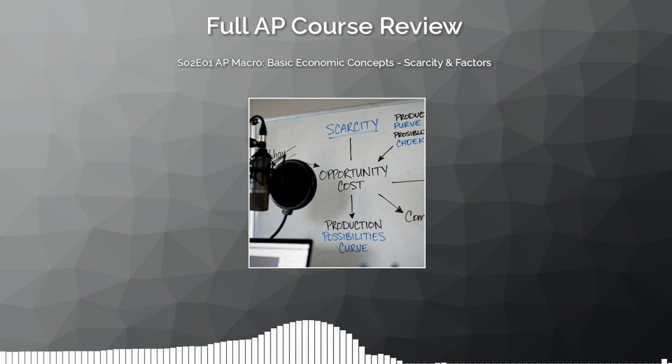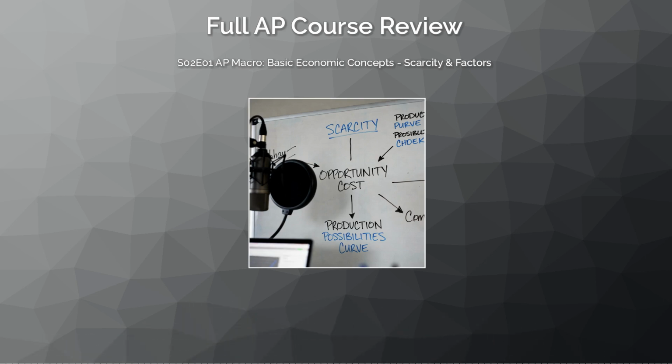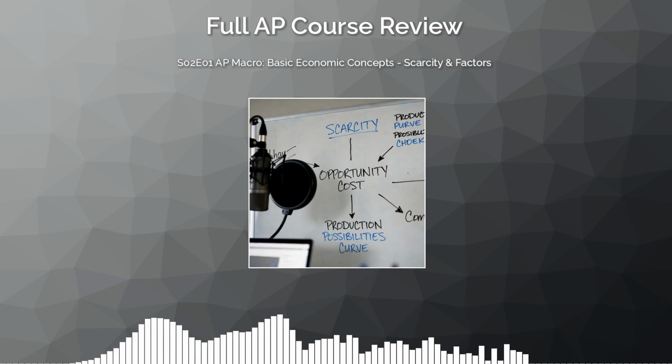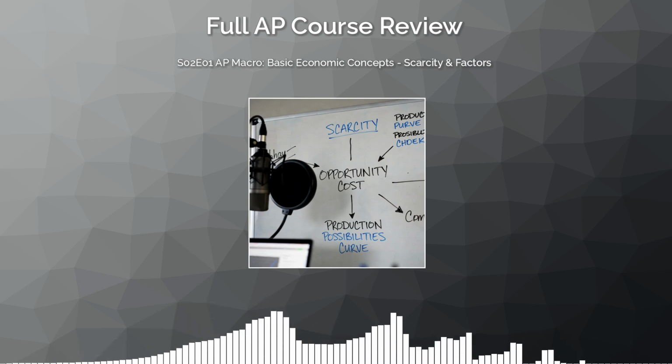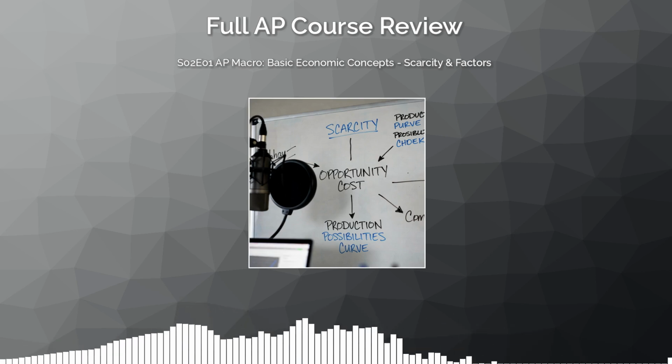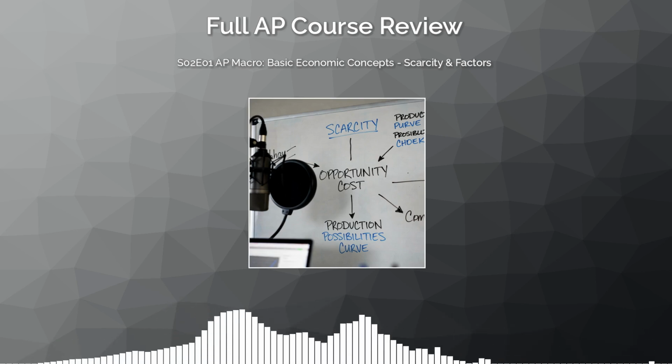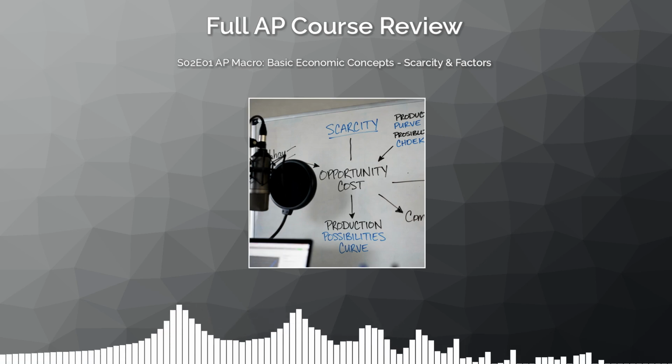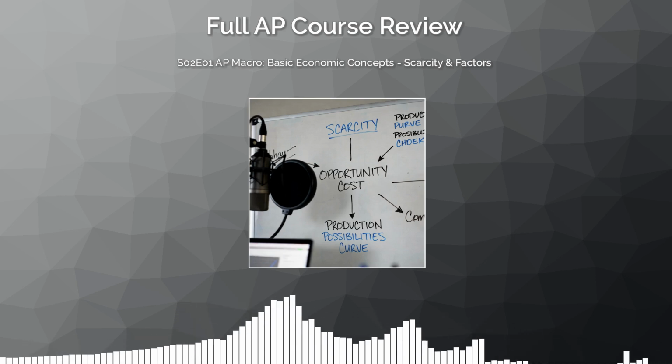Scarcity exists because human wants are essentially unlimited, but the resources we use to satisfy those wants, time, money, land, labor, raw materials, are fundamentally limited. The formal definition you need locked in for the AP exam is this. Scarcity is the condition that exists because resources are limited while human wants are unlimited.